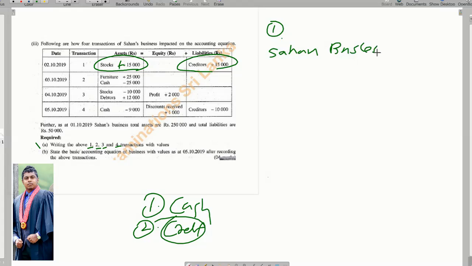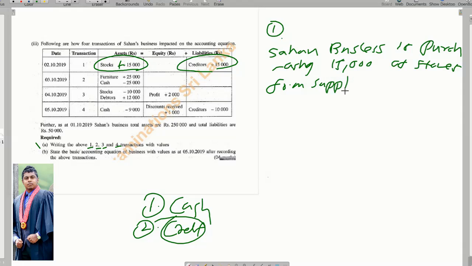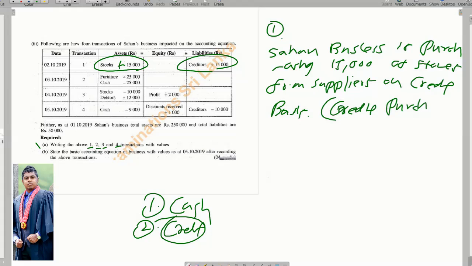Then we can write: Sahan business is purchasing 15,000 of stocks from its suppliers on credit basis. We are required to explain the transaction, that is the requirement. That means suppliers are the creditors. Under the bracket you can write credit purchases. So you are required to identify these figures. Then it is very easy to get the marks.